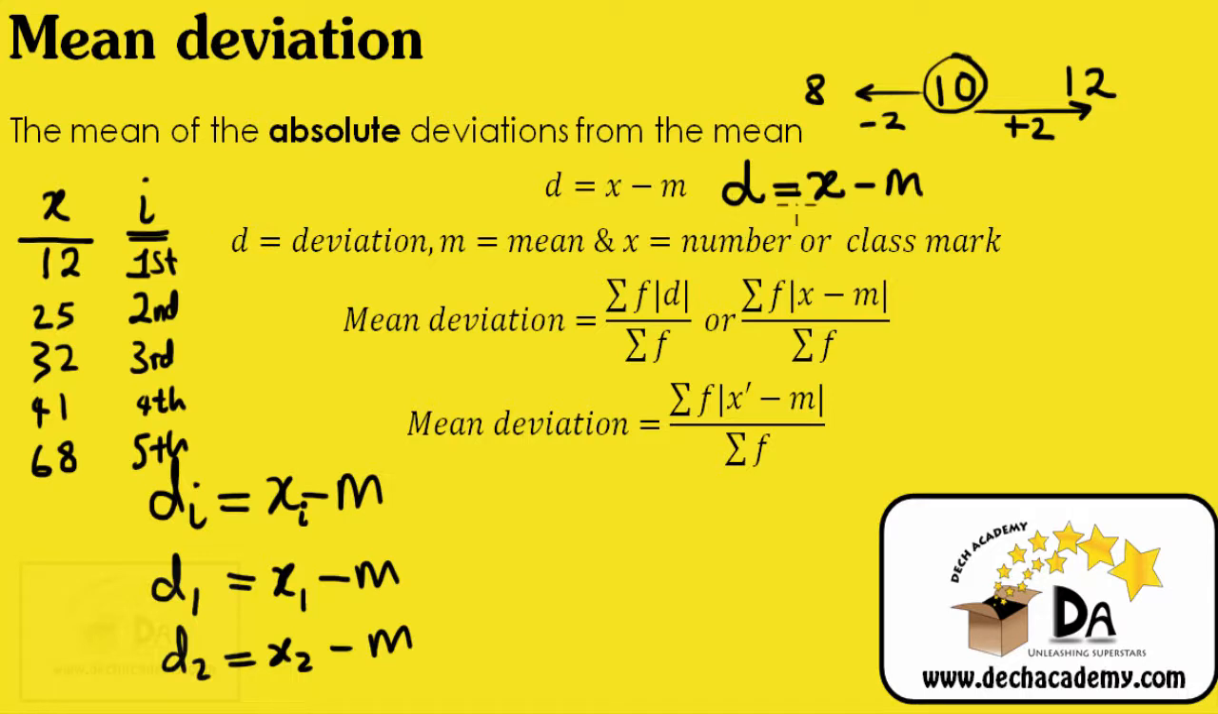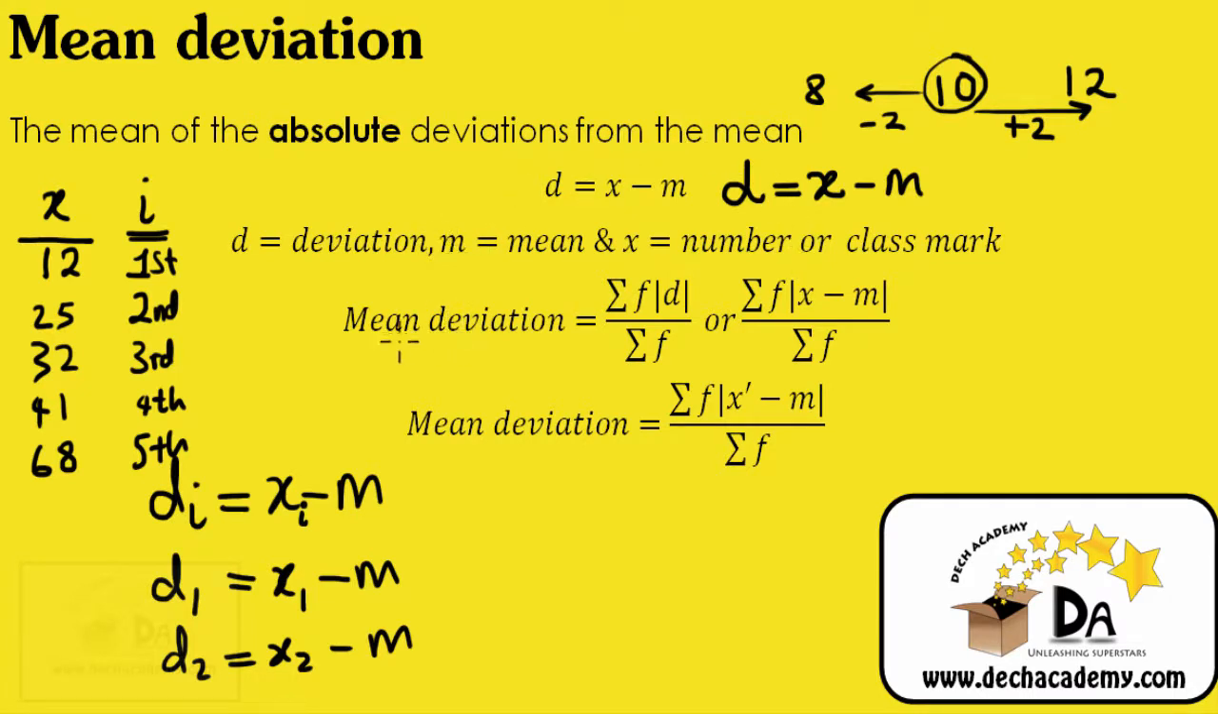So I'm just going to stick with something this simple, but you know that this means that the deviation of a particular member of a data set is equal to the value of that member minus the mean of the data set. So D refers to the deviation from the mean, M is the mean, which we've covered, and X is the number or class mark, essentially a member of that data set. Class mark is something we use when we're dealing with group data. When we just have discrete data, we're just going to focus on the number.